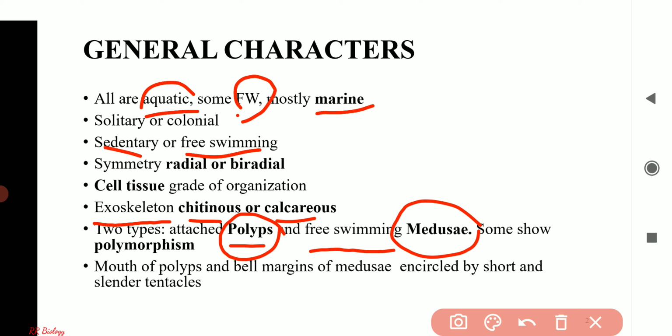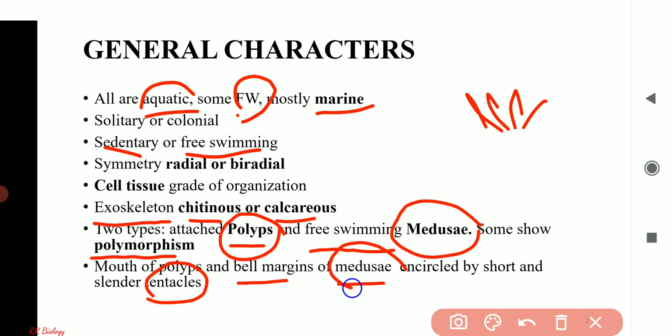So they show polymorphism, that is, a variety of forms may be there. Then the mouth of the polyp form and the bell margins of the medusa form are encircled by short and slender tentacles. Tentacles are finger-like projections, just like cilia and flagella. These tentacles are present at the mouth of the polyp or the bell margins of the medusa, because the medusa form is shaped like a bell. So the margins of the bell are encircled by short and slender tentacles.